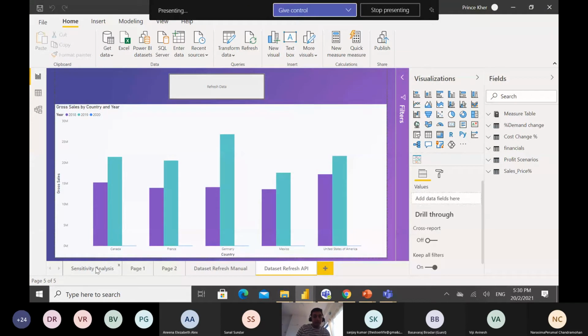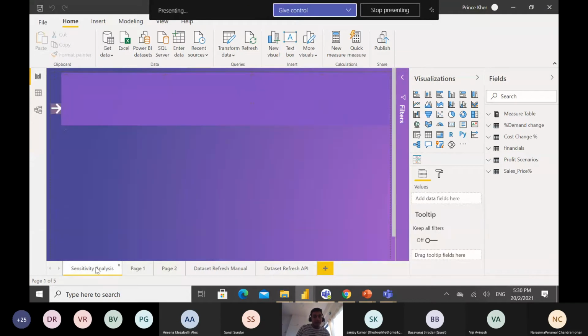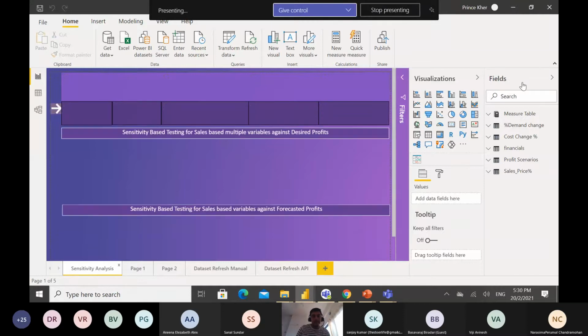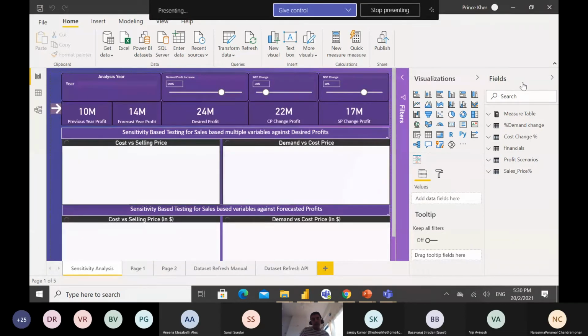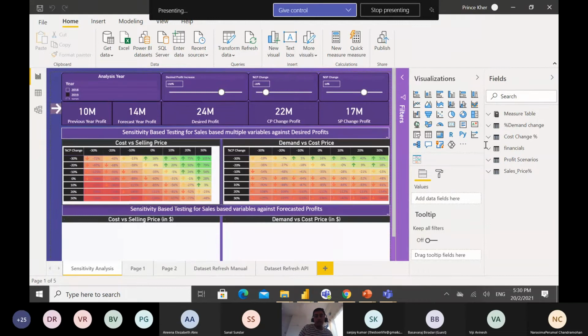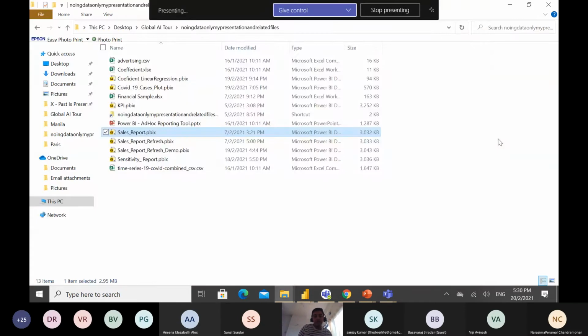Let me go back to this sensitivity report. Okay, guys, now coming back to the whole sensitivity report. This is what I explained about how linear regression happens. I'm going to give you another regression model from an auto ML perspective. That is the last part of our presentation.